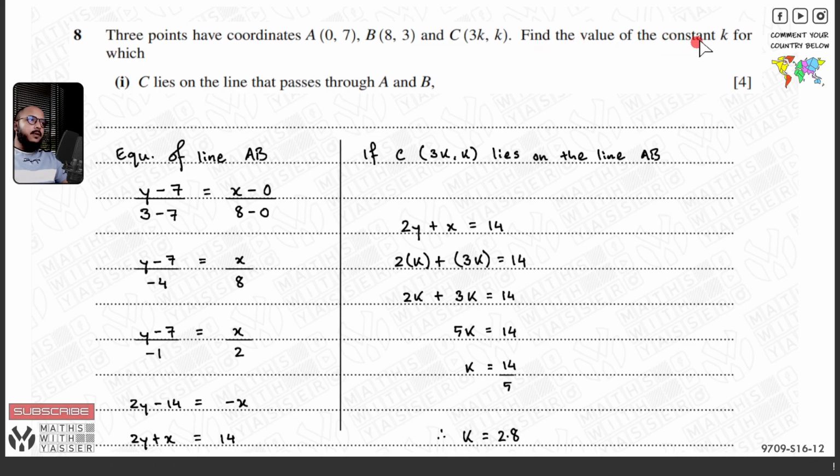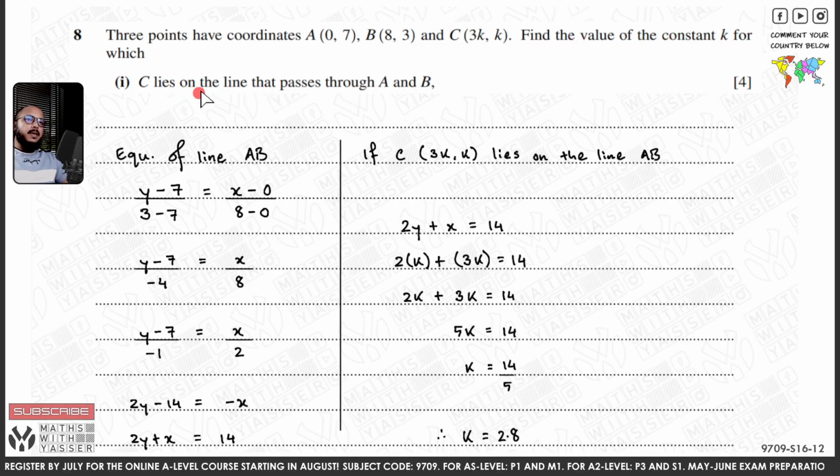Question number 8. 3 points have coordinates A(0, 7), B(8, 3) and C(3k, k). Find the value of the constant k for which C lies on the line that passes through A and B. So for this one, we need to find the value of the constant k for which C lies on the line that passes through AB. So let's first find the equation of the line.